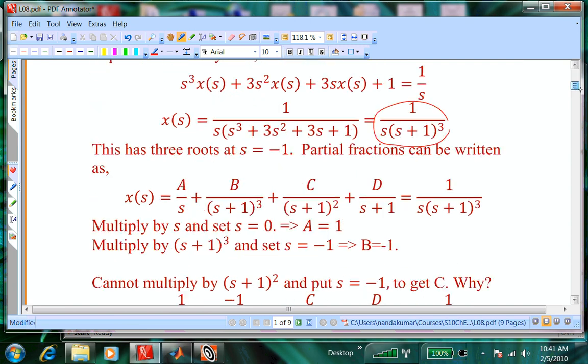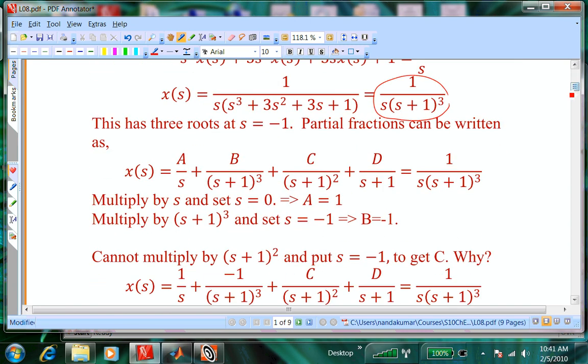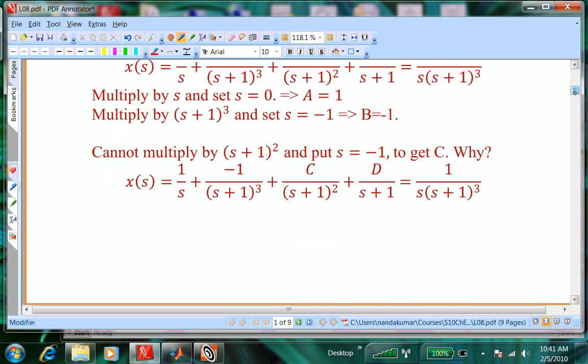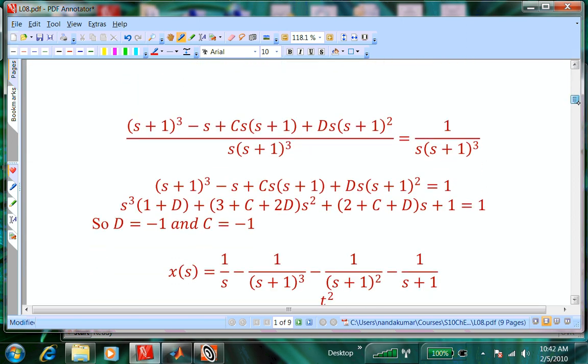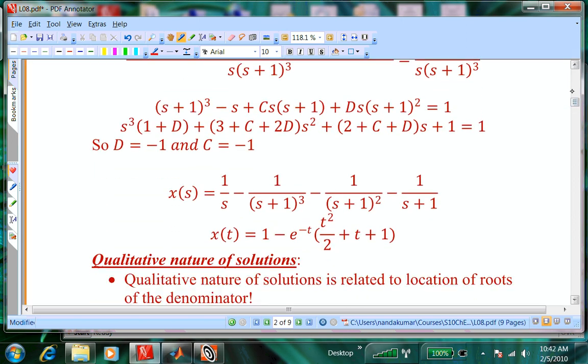I have outlined it here, but I'm not going to go through that in the class. I want you to study that. And I told you in the last lecture, come back and ask me questions. If you have questions, please do ask. Otherwise, if you want to come and talk to me individually in my office, that's fine too. But the final solution, after you do the partial fraction, is this expression: 1/s minus 1/(s+1) cubed minus 1/(s+1) squared minus 1/(s+1). And when you do the inverse transform for that, you will get this as the solution.